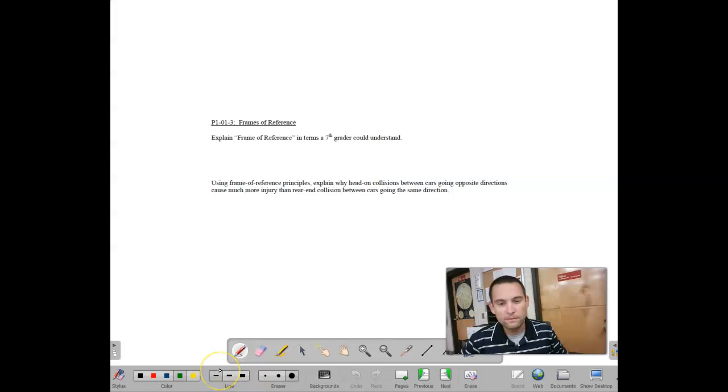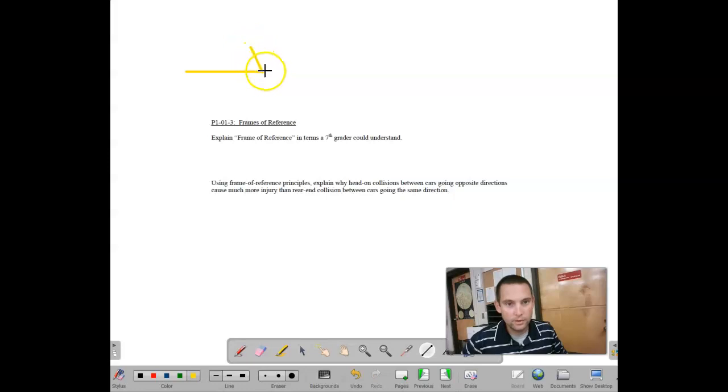Using frames of reference principles, explain why head-on collisions between cars going opposite directions cause much more injury than rear-end collisions. Alright, so for this, it is useful if we draw arrows. That way we can add them together.